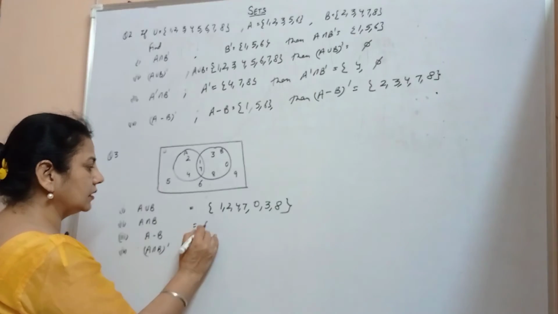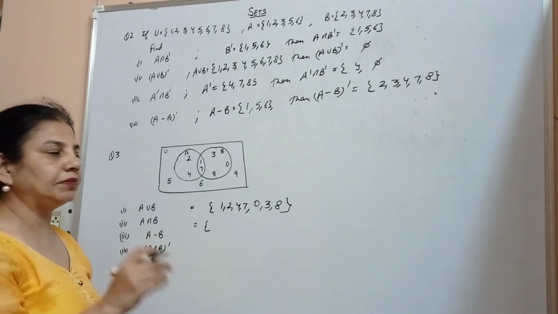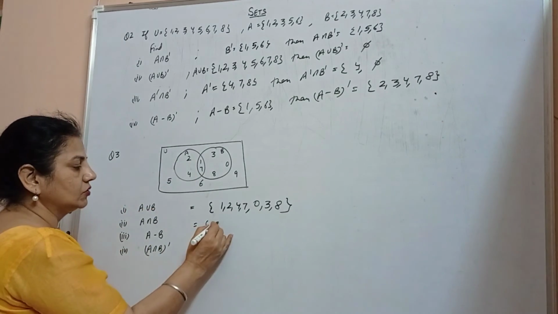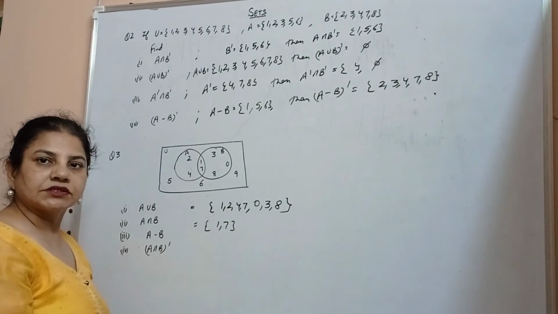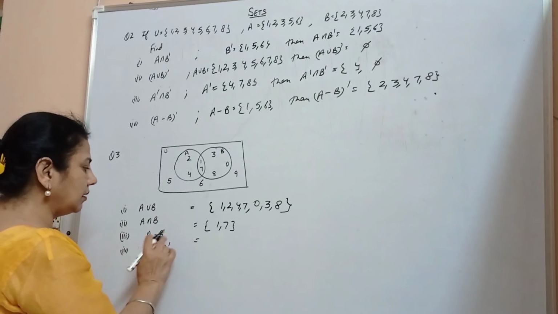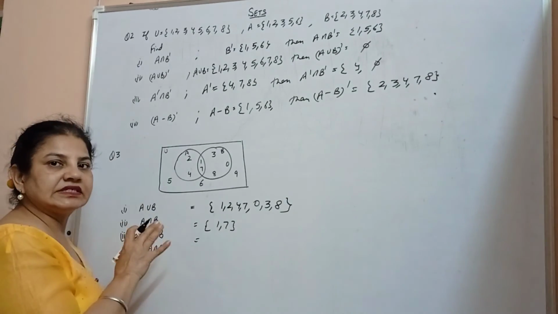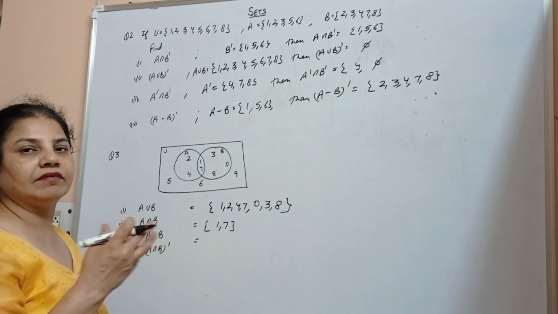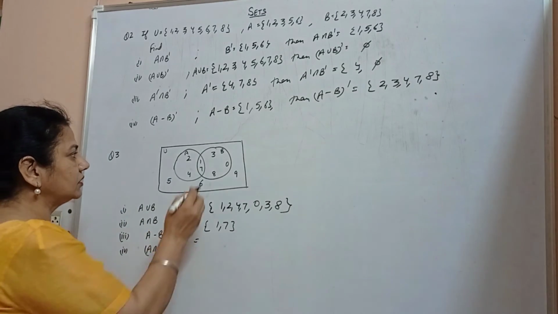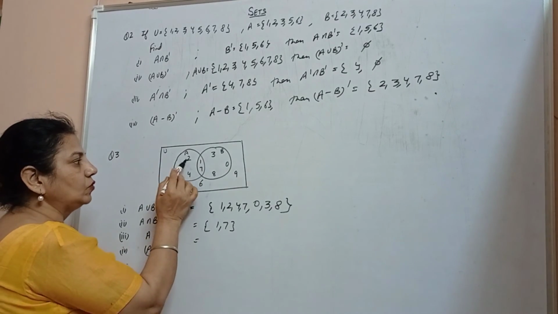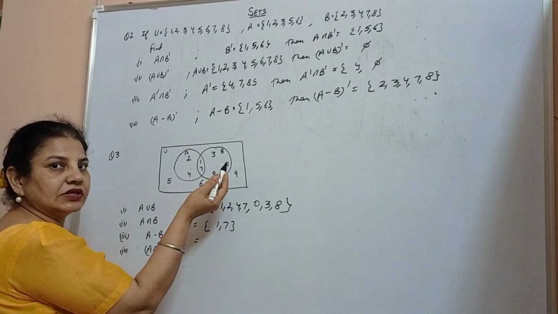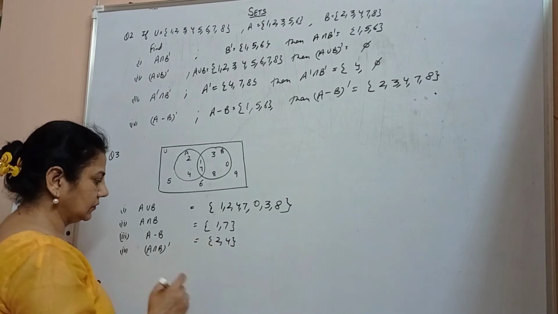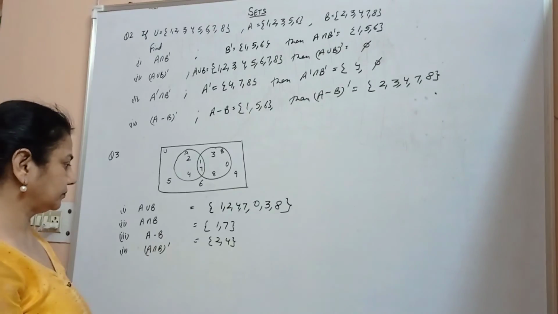A intersection B: the common elements of A and B. Here, I can easily observe that only 1 and 7 are common. So {1, 7} is A intersection B. Next, A minus B. Our main set is A, and the common elements of A and B I will neglect, and I will get the remaining elements of A. So this is my set A which contains the elements 2, 4, 1, 7, but 1, 7 are also in set B. So I will take only 2 and 4. A minus B is {2, 4} only.